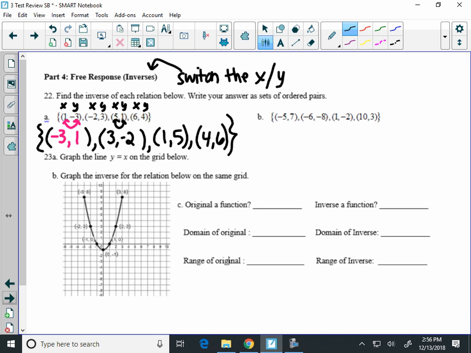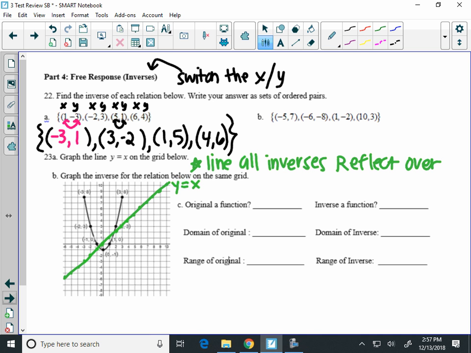For number 23 here, part A says first, graph the line y equals x on the grid. Well, remember, y equals x is the line that starts at the origin and has a slope of 1. So it's going to go up 1 over 1 all the way from corner to corner of your grid. I'm going to make it a solid line. There we go. So that is y equals x. Remember, an important thing to remember about that line is that all inverses reflect over it.